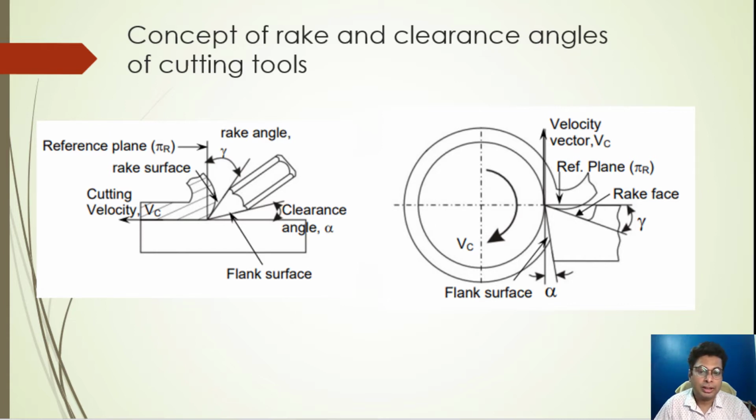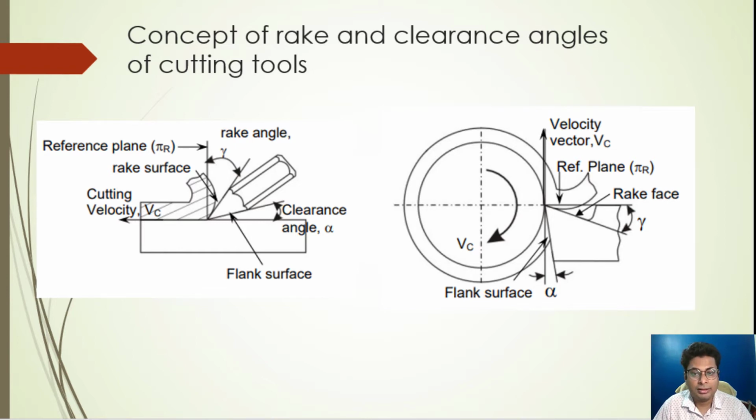Now, what is rake angle? It is the angle of inclination of rake surface from reference plane. This reference plane, this surface is inclined, the amount of inclination of this surface measured from reference plane is known as your rake angle, given by gamma.